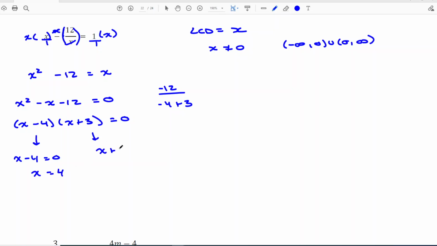What makes x plus 3 equal to 0? Minus 3 from each side. x equals negative 3. Now I said that my restriction was that x couldn't equal 0, which means that both of these solutions are fine. And that would be my answer. All right, if you want to know for sure, you could plug these into the original equation and make sure they make it true.